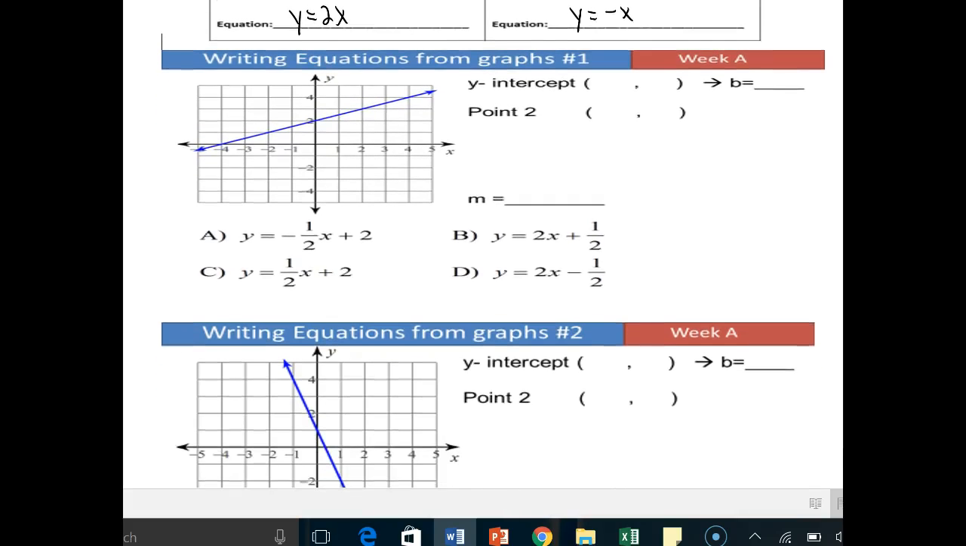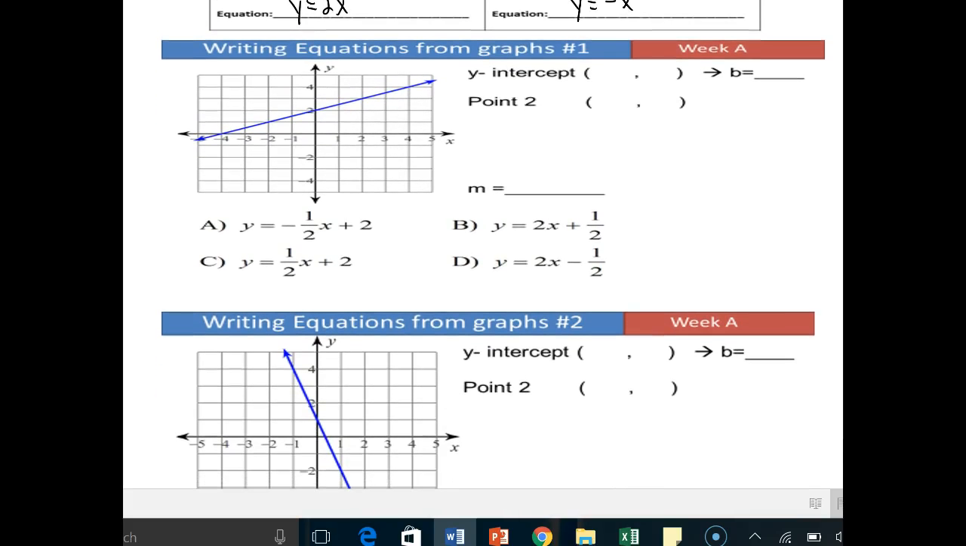All right, so on this last final part 3 of notes 10.6, what you're going to do is see a line and tell me what the equation of that line is. First off, find the y-intercept. Where does the graph hit the y-axis? Boom, it's right here. And what is that point? That point is (0, 2).